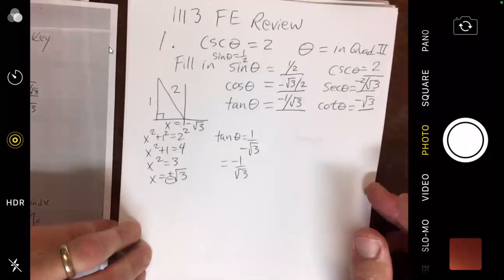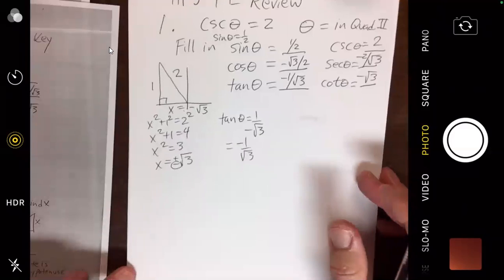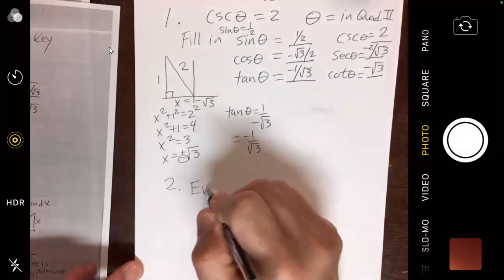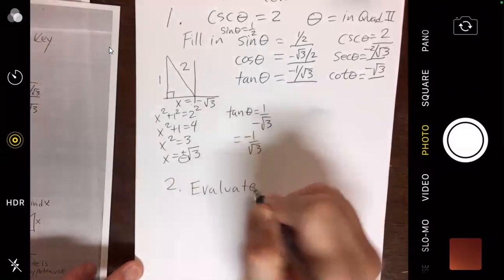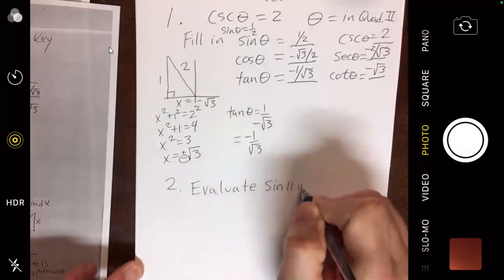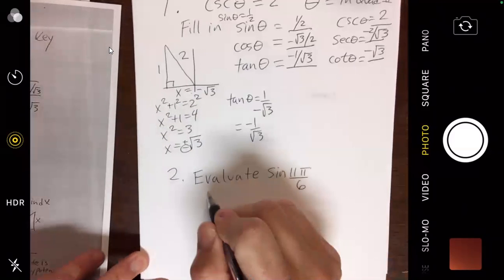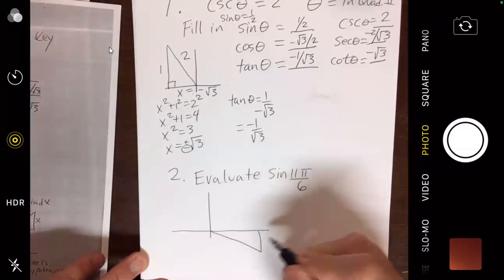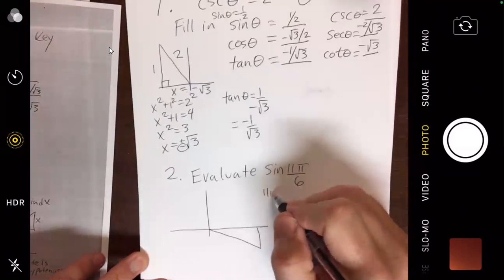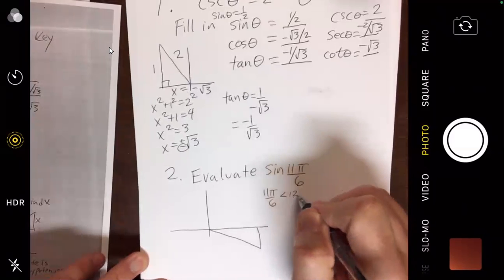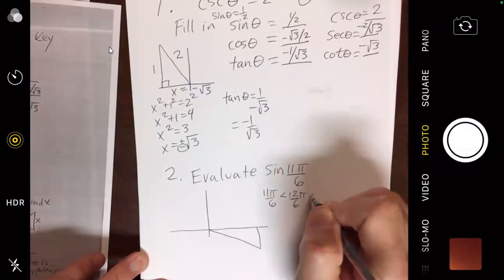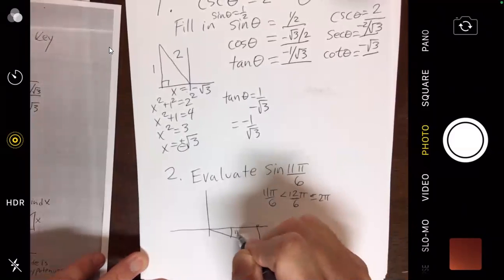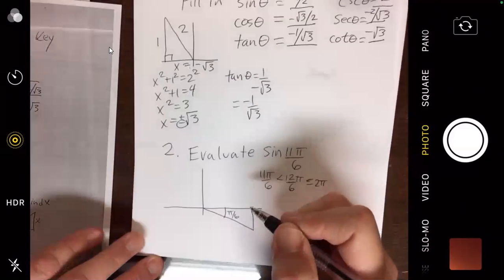All right, hopefully these are pretty familiar to you by now. Number 2, evaluate sine 11 pi over 6. Well, that's going to be in the 4th quadrant because you're just short of 12 pi over 6, which is equal to 2 pi. So you're going to be pi over 6 short of 2 pi.